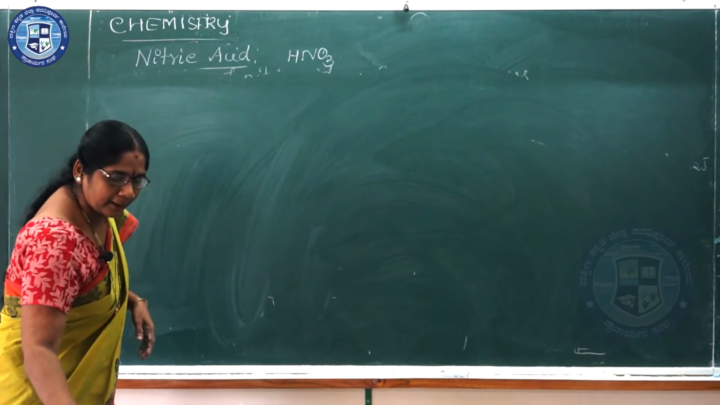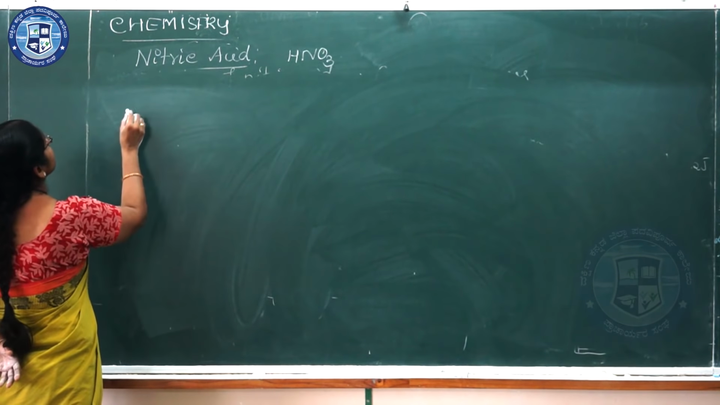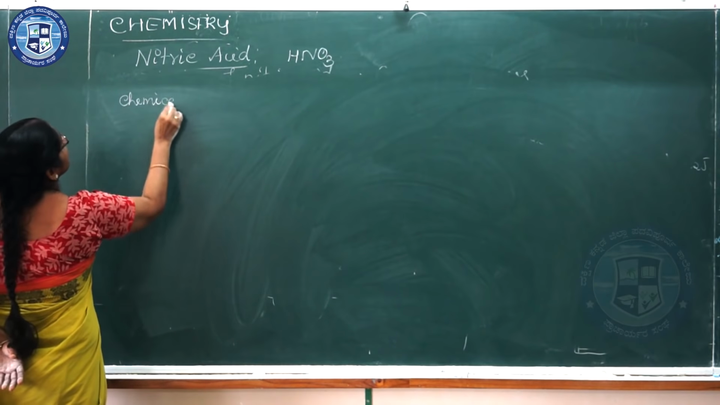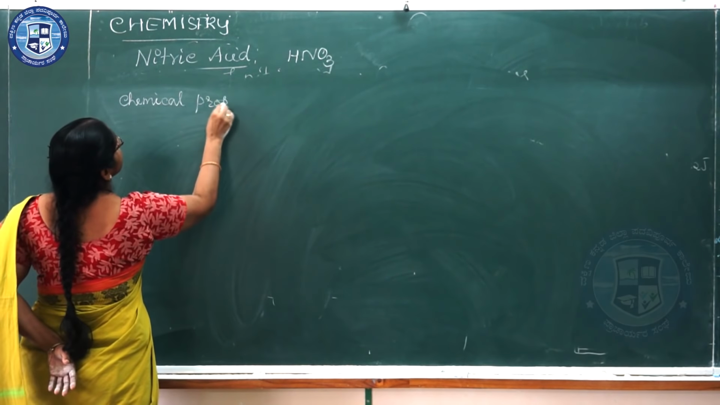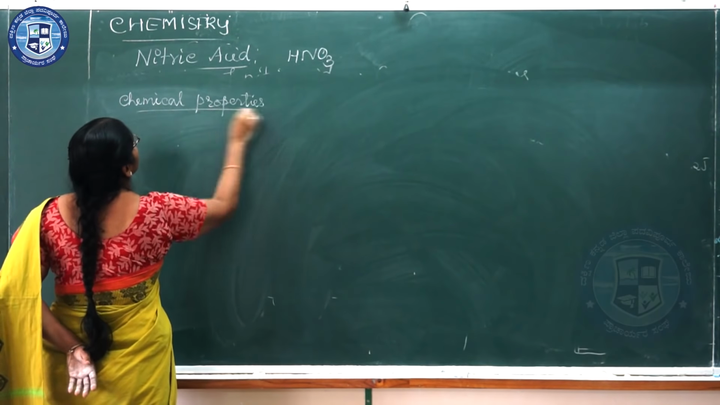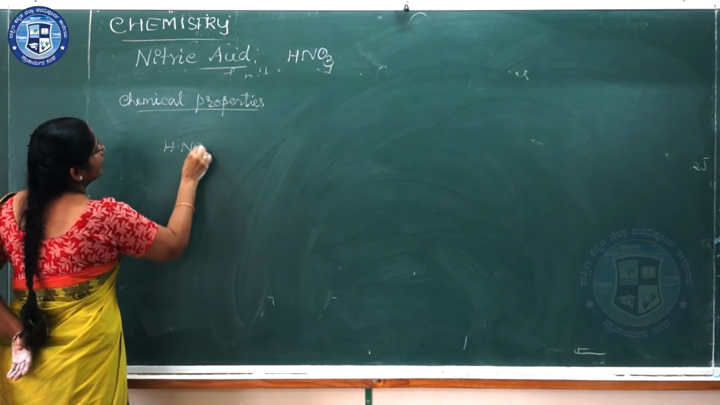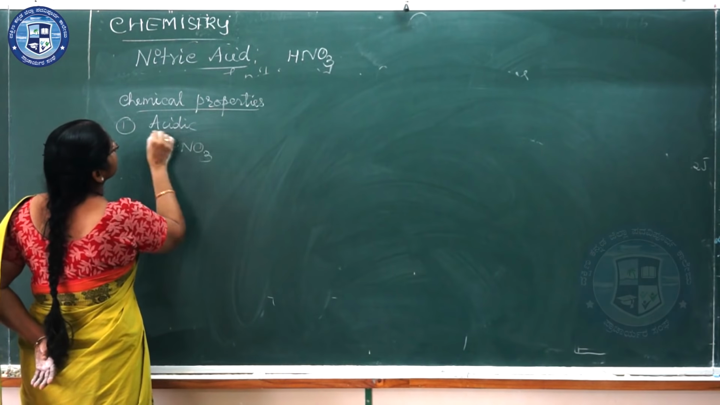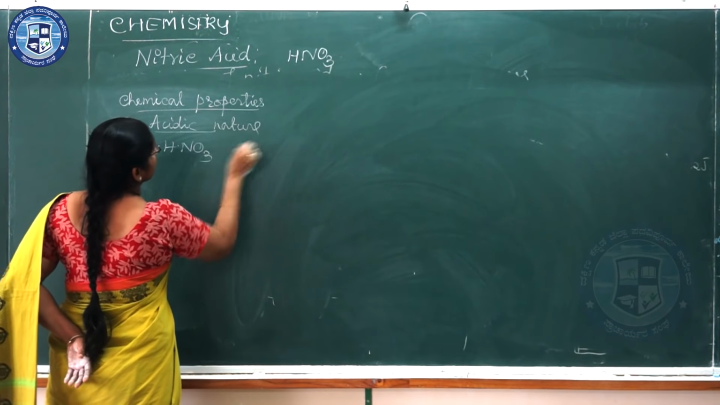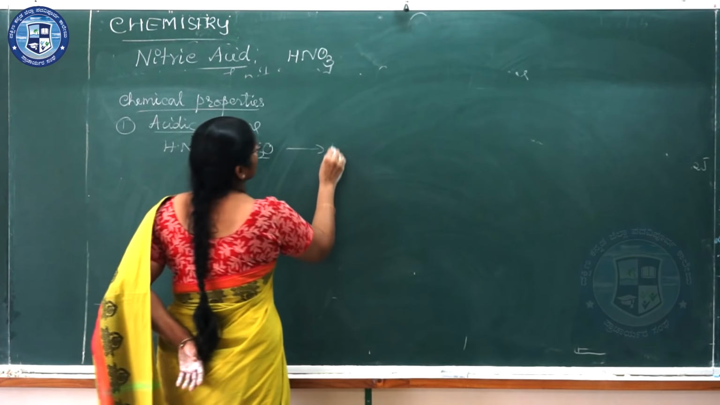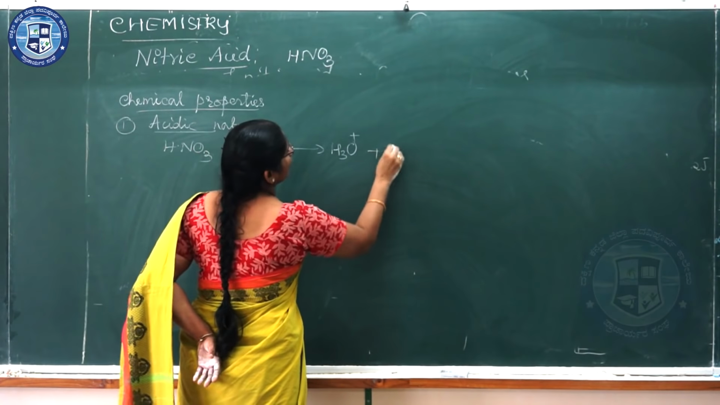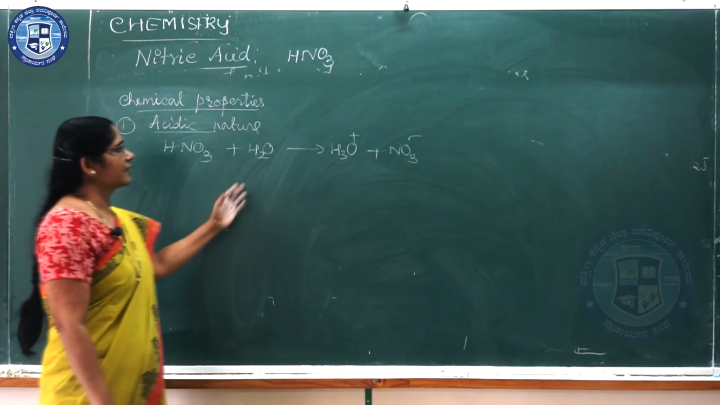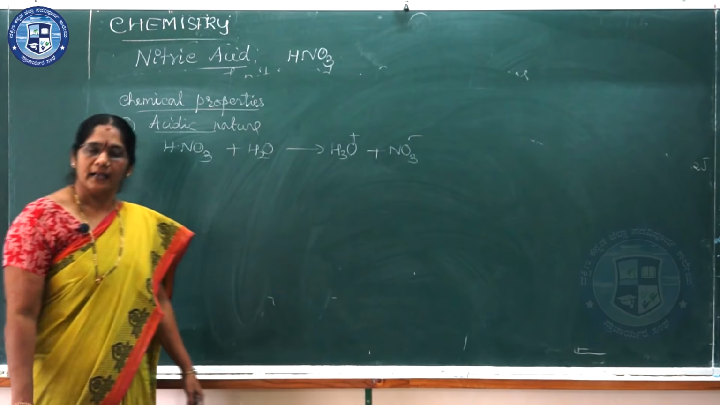And then coming to the chemical properties of nitric acid. Being an acid, the first is the acidic property. It dissociates to give NO3 minus ions, and it is a strong acid giving a lot of nitrate ions.